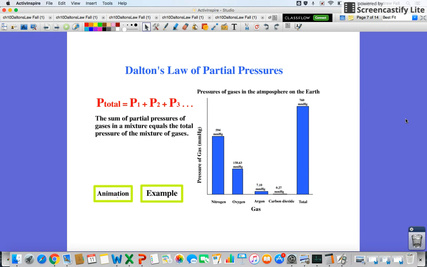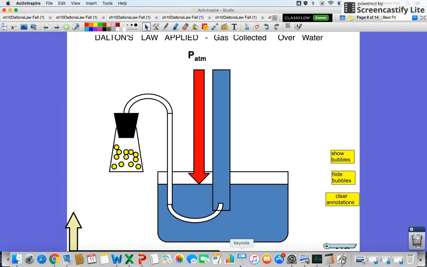So a great example of this is in Earth's atmosphere, where you have a total pressure at sea level of 760 millimeters of mercury. So that pressure comes from what you get when you add all of the component gases' pressure. So you can see that nitrogen has a pressure of 594, oxygen has a pressure of 158.63, and then you have a little bit of argon, a little bit of carbon dioxide, and then trace amounts of other gases that contribute to that total. So again, the total pressure is going to be equal to the sum of the partial pressures of the component gases in the mixture.